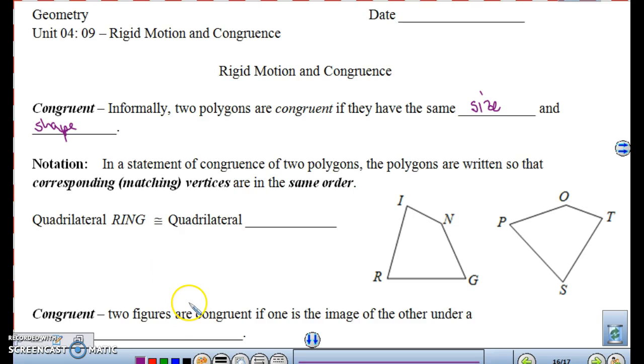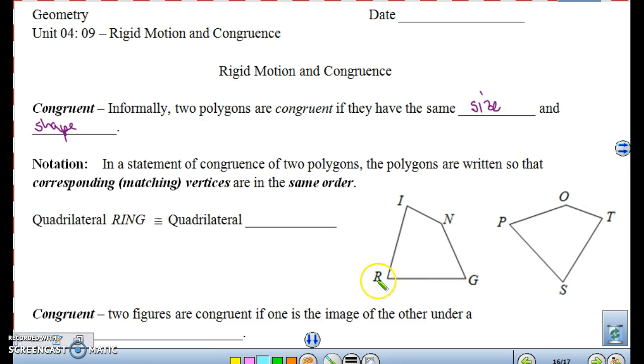Now, when you're talking about the congruence of two polygons, it's important to write the polygons so that corresponding or matching vertices are in the same order, so that the person reading it can understand which values match up with which values. So, if I have quadrilateral RING and I want to match it up with this other quadrilateral, I have to know what points correspond to what. So let's start with R.